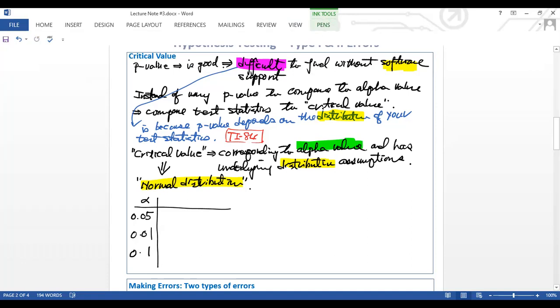Okay, so now we talk about one side, two sides here, right? So a one-sided test and a two-sided test.